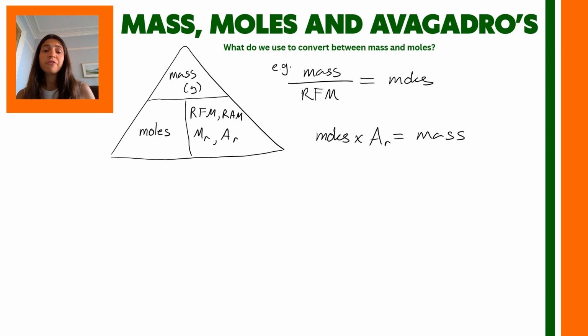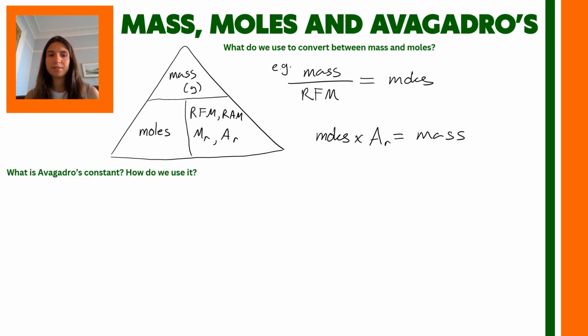So if I want to get from mass into moles, I take my mass and I would divide through by, well, it depends, I suppose. If it's a compound, I divide through by the relative formula mass. And if it isn't a compound, then I divide by the relative atomic mass. And that would give me the number of moles. If, however, I had the number of moles and the relative atomic mass, then I multiply those two together to give me the mass of my substance.